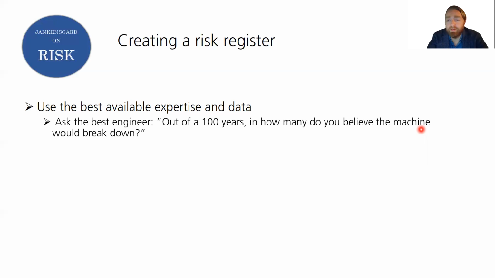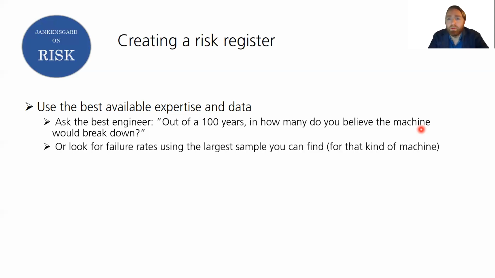For example, if we're talking about 100 years repeated all over many times over, in how many would this kind of machine break down, you think? Well, if they say 3, probably around 3, then okay, you have a subjective probability now, 3%. And that gives you something to go by when there's no data around.